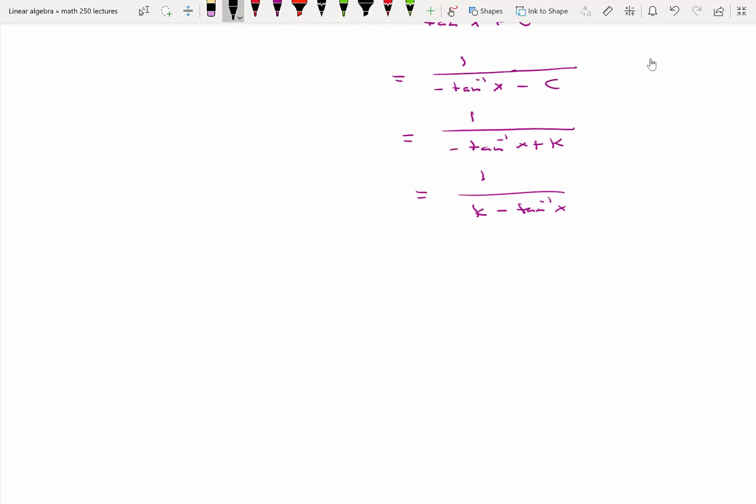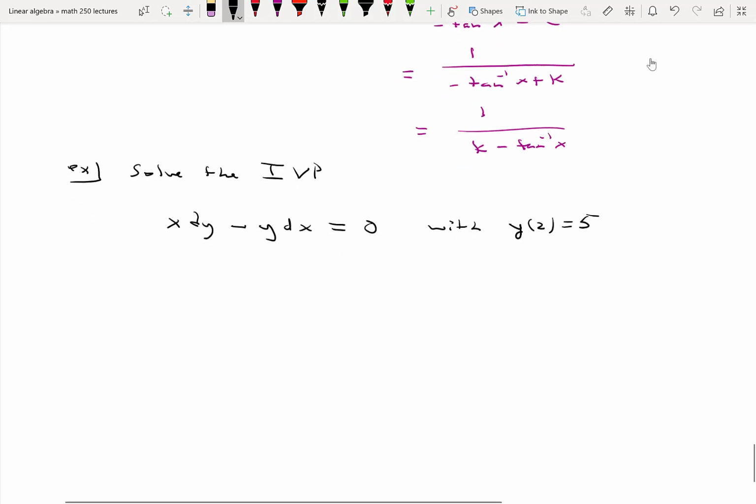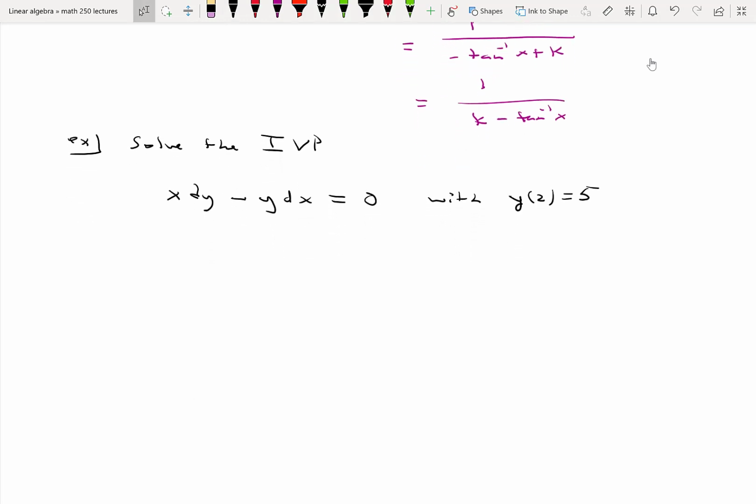Okay. I want to solve an initial value problem before we dig into our next section. So example, solve the initial value problem. The initial value problem is x dy minus y dx equals 0 with y of 2 equaling 5. A differential equation with an initial condition is called an initial value problem.